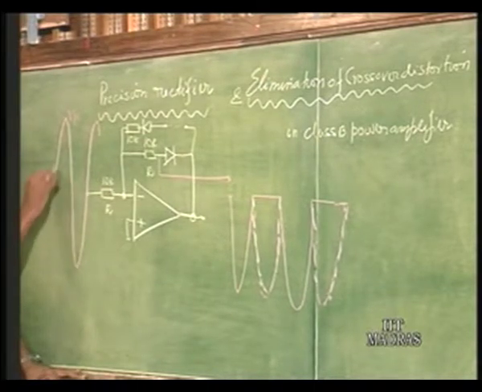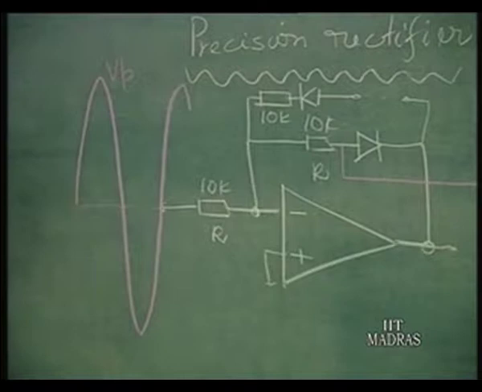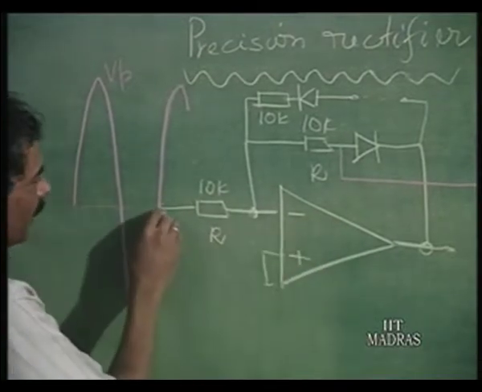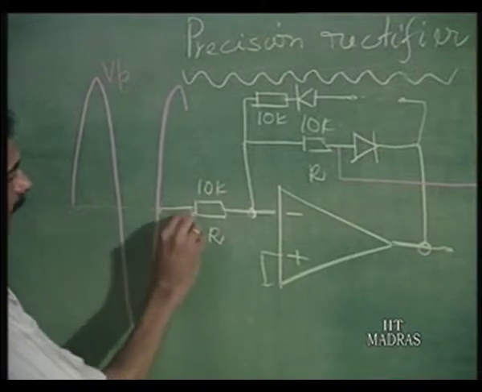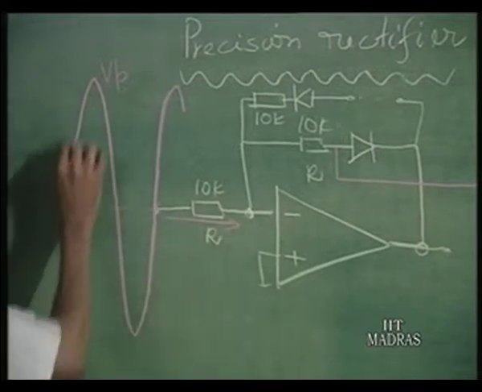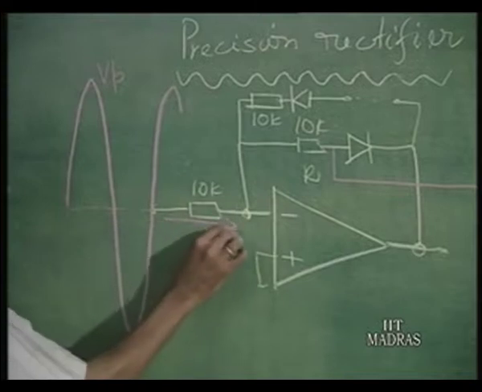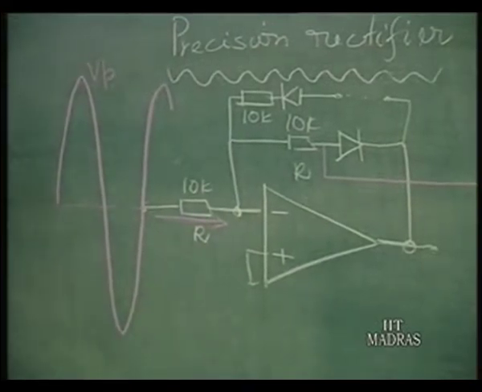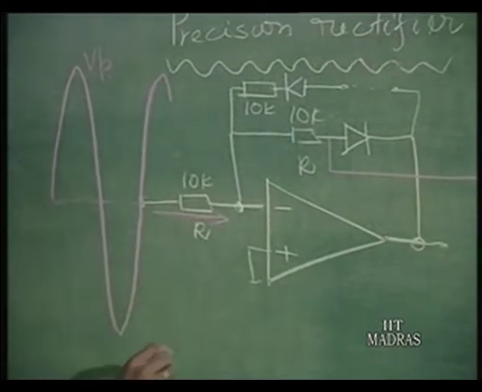I am explaining about the precision rectifier, which we had earlier discussed. Okay. This contains the op amp here, and this converts the voltage into current. So, whether it is going positive or negative, this is converted into current, which is V I by 10 k, and V I by 10 k always flows through this.